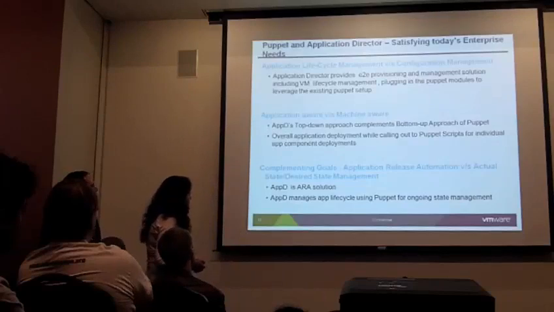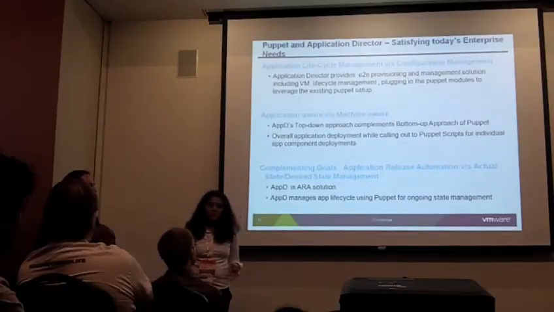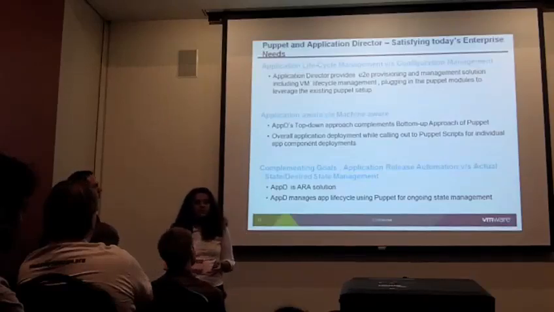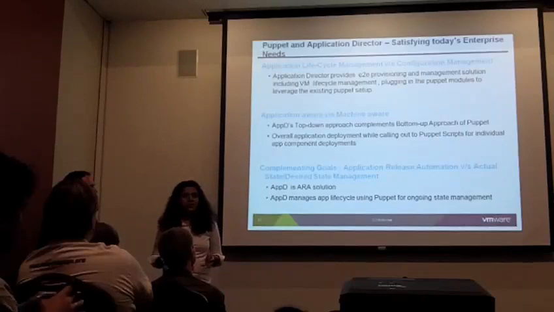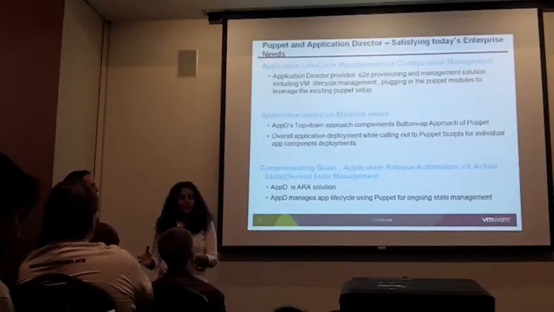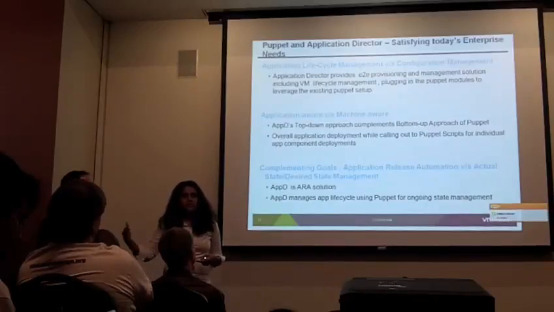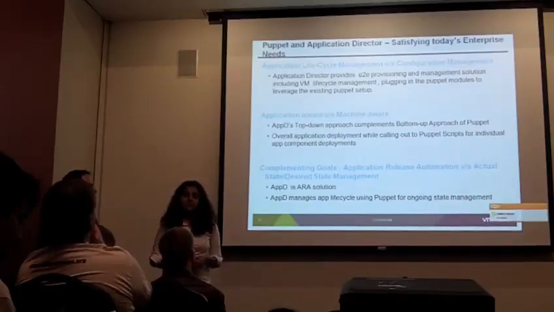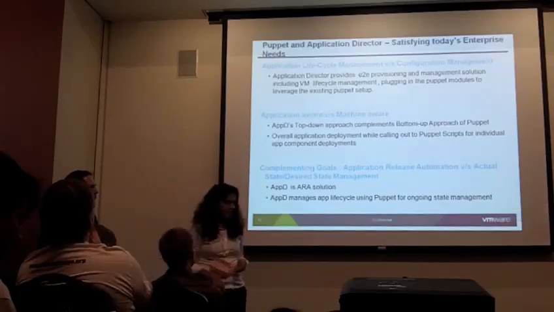And the third piece is, it's kind of different goals for both the products. Application Director is more meant as a release automation tool, where it helps you take your application from dev to test to stage to production, while using the Puppet scripts along the way. But it is more of a release automation tool versus a configuration management tool, which is where Puppet comes into the picture.